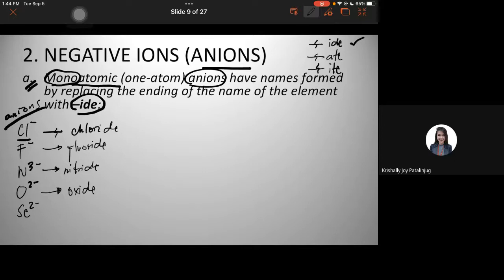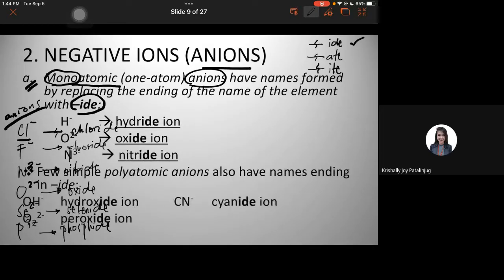What else? Selenium. This is not already selenium. Kindly change it in your list of anions. It should end with an IDE, following this rule, so it's selenide. What else? Phosphorus. If we extract the anion form of phosphorus, it becomes phosphide. So they end in IDE if it is monoatomic, although there are very few.